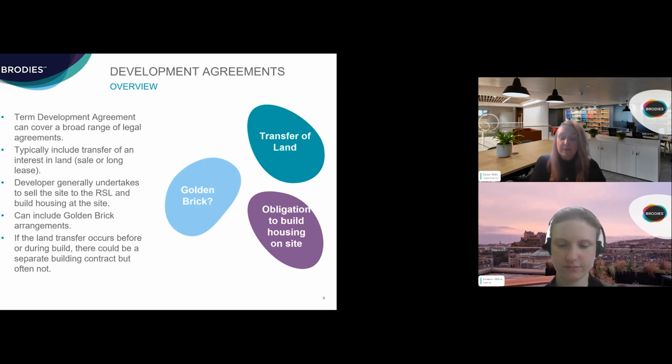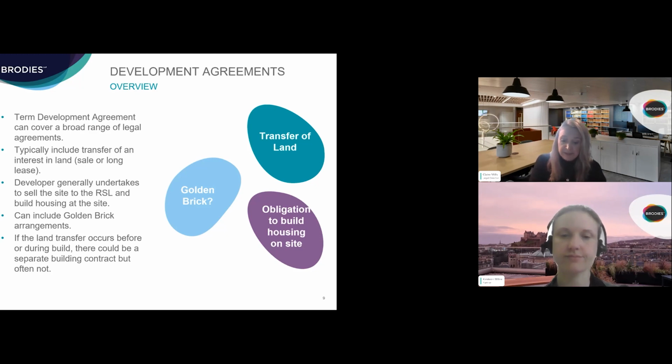Now, the development agreement may stipulate that upon sale of the site to the RSL will enter into a separate pre-agreed form of building contract, as Kirsteen's just discussed, for the construction of the works. But alternatively, the development agreement could in itself set out the developer's obligations in terms of construction of the works.